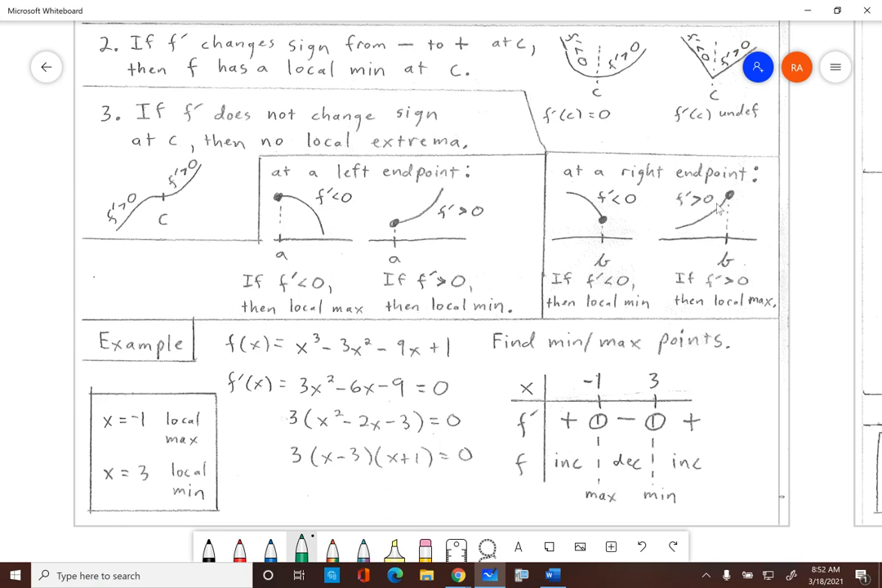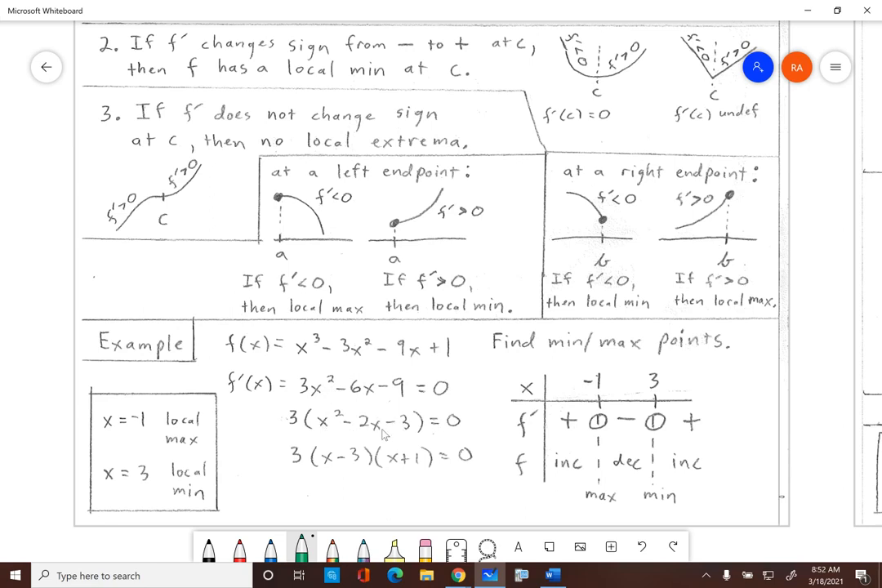So here's a good 5.3 analysis. We start with some function, some cubic, and I want to find min-max points. Okay, so I'm going to take the derivative: 3x squared minus 6x minus 9 plus 0. Again, this is never undefined, so I'm going to set it equal to 0. It's nice that a 3 can factor out of this. So 3 times the quantity x squared minus 2x minus 3 equals 0.